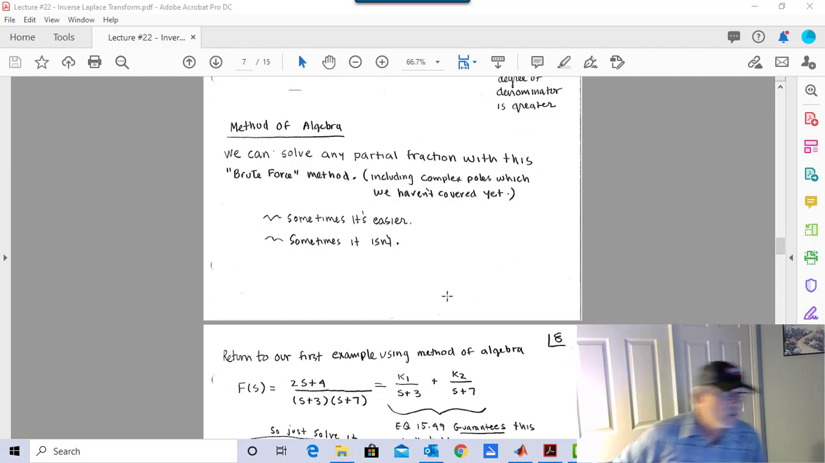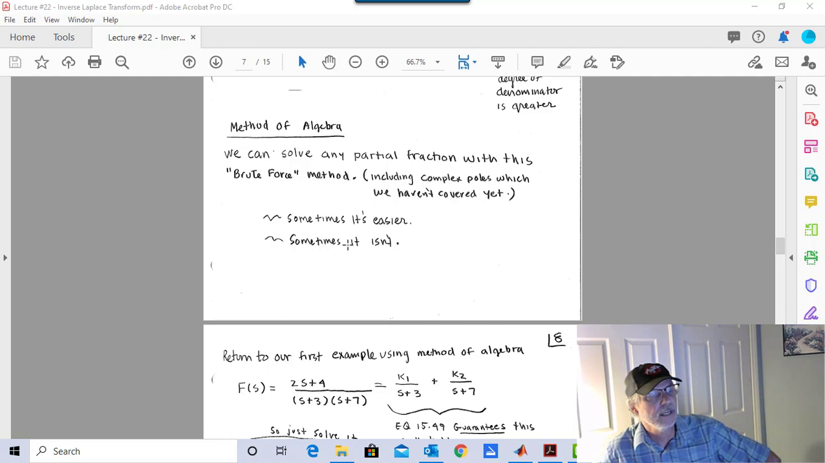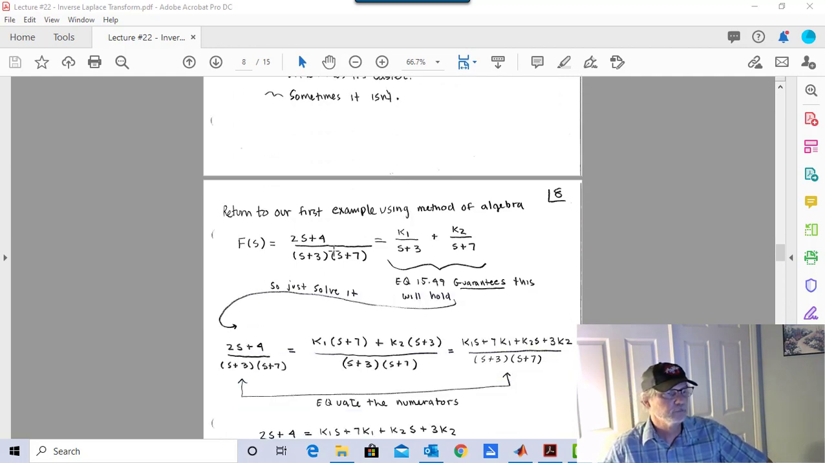So let's go back to the first example that we did and do it with the method of algebra. Our s-domain function was (2s plus 4) divided by (s plus 3) times (s plus 7). And our guarantee is that we could represent that as k1 over (s plus 3) plus k2 over (s plus 7). So look at this equation. It's guaranteed. I just got to solve for k1 and k2.